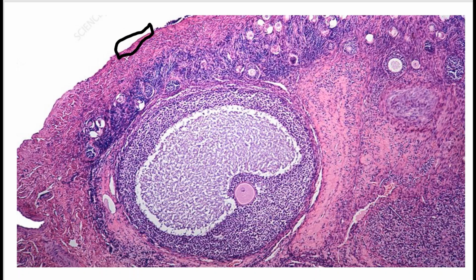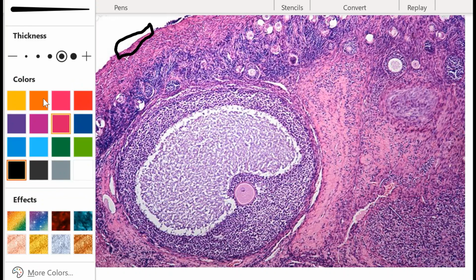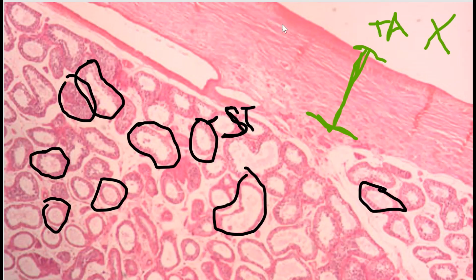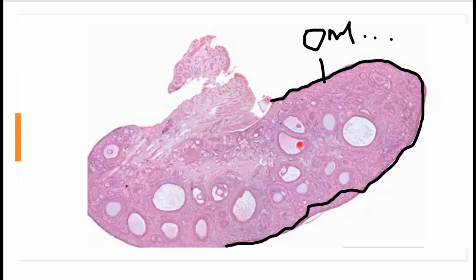This layer right under it would be your tunica albuginea. What a fancy word. So it would be like this layer here. Tunica albuginea, which is just the layer right under the ovarian mesothelium. It's not as thick as the tunica albuginea here, but it's still there. Okay.